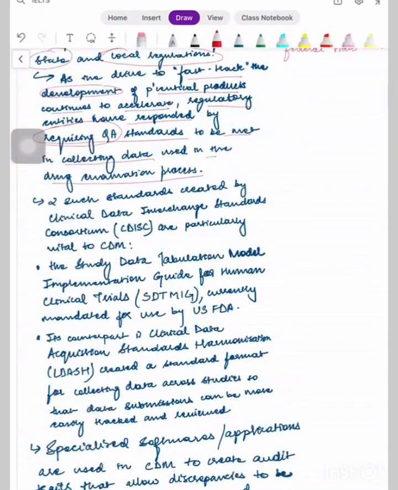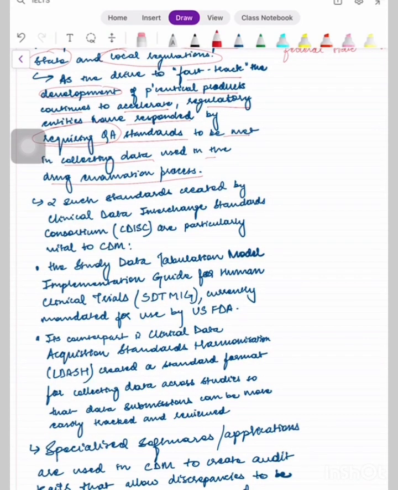So to speed up the process, they set up some QA standards by CDISC. Those were SDTMIG and CDASH. Now the Study Data Tabulation Model Implementation Guide, for human clinical trials, is currently mandated for use by the US FDA. So if you're working as per the guidelines written out by the US FDA, then the Study Data Tabulation Model Implementation Guide is there for human clinical trials.